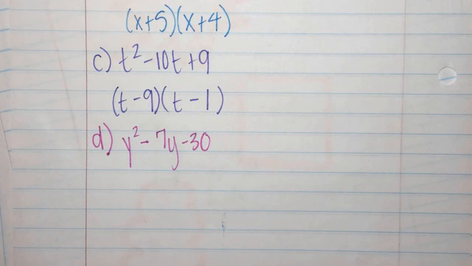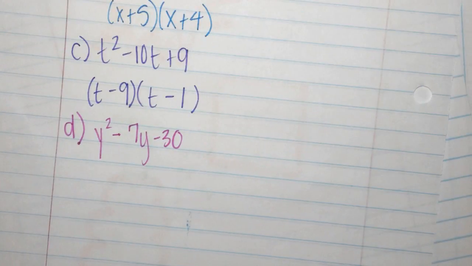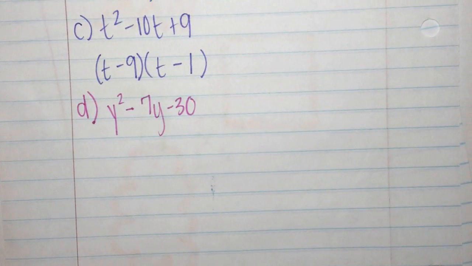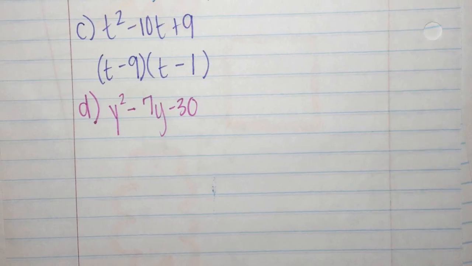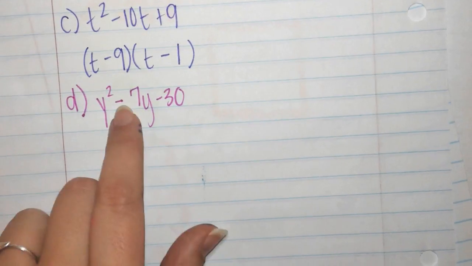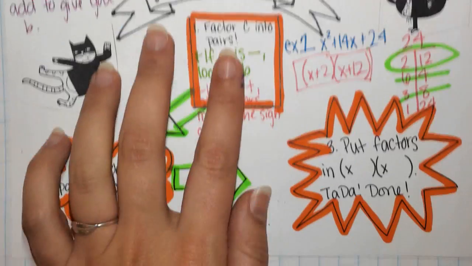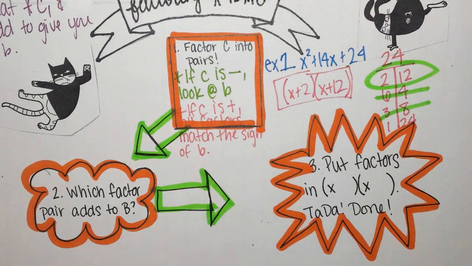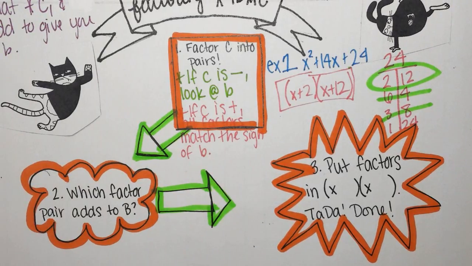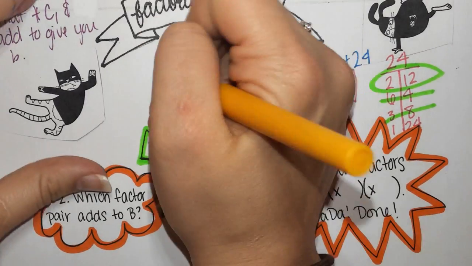Let me try again. y squared minus 7y minus 30. What if b is positive and c is negative? We're going to write stuff down about that. Alright, so we wrote down something right here that said if c is negative, look at b. But we didn't write down any other facts about it, did we? Yeah, you just said look at it. Right. So now we're going to look at it and we're going to write some facts down. Get excited.